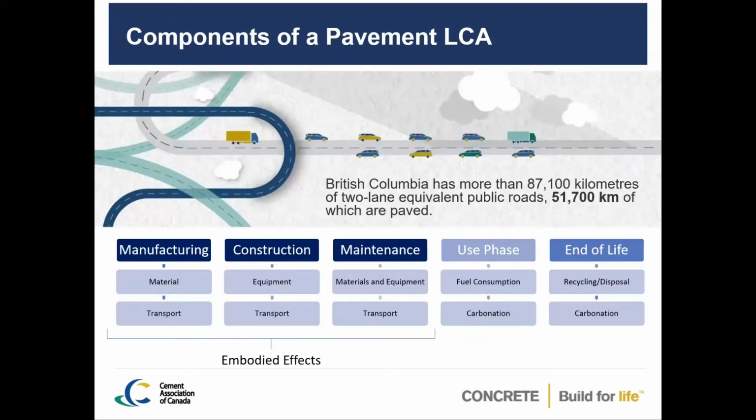So outlined on the screen here are some components of a pavement life cycle assessment, which includes the embodied effects associated with the manufacturing, construction, and maintenance of the pavement alternative under analysis. Much like with buildings, these embodied effects tend to receive the most attention when discussing a carbon footprint. But as Jeremy alluded to, the use and end-of-life phases can be significant areas of a pavement LCA, particularly when emissions associated with traffic are considered. A little later in the presentation, we will be highlighting how the pavement alternatives can play a role in reducing these emissions. But first, we're going to examine the manufacturing side of the equation.